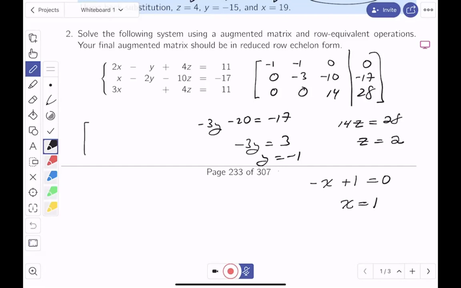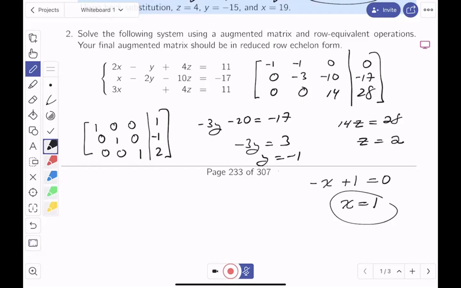They want reduced row echelon form though. 1, 0, 0, 0, 1, 0, 0, 0, 1. What does the first row say? X equals. What does x equal? 1. What does the second row say? Y equals. What does y equal? Minus 1. What does the third row say? What does z equal? Z equals 2. This is reduced row echelon form.